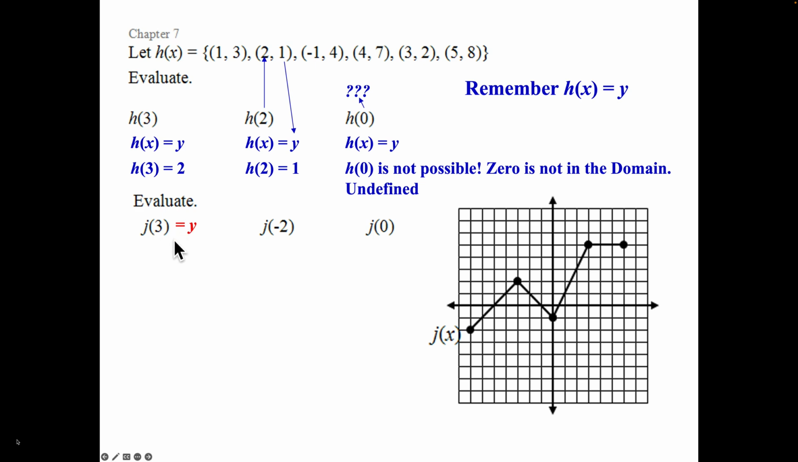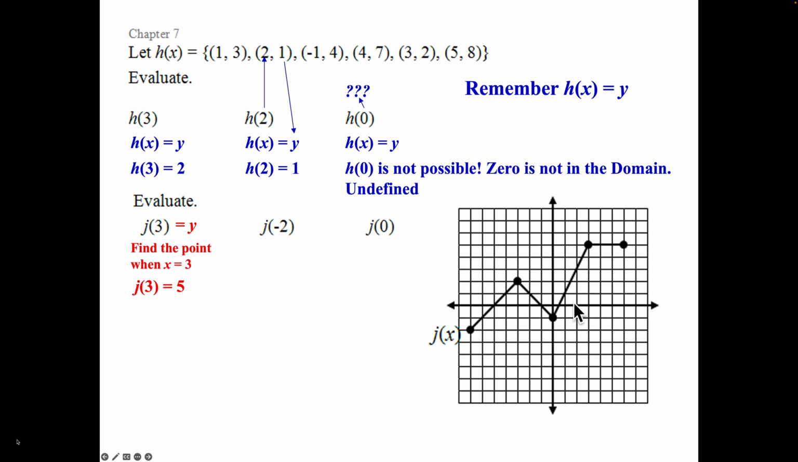So you go find the x coordinate of 3. Here's your x-axis. We go to 1, 2, 3. Here's the 3. You go up until you hit the graph. There's this point right here. 1, 2, 3, 4, 5. I'm at the point 3, 5. So return the y coordinate of 5. You're done.